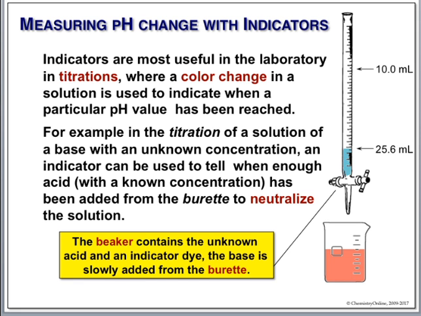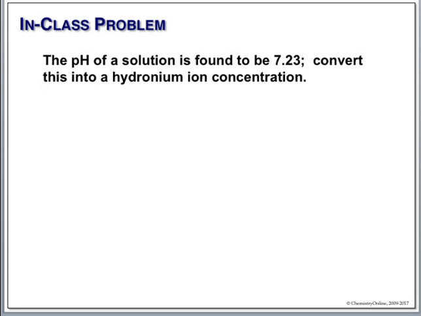So we know the concentration of this base, we know its volume. What do we remember? Concentration times volume is moles. So we know how many moles of base we added. We know what volume we had down here. Therefore, we can calculate our concentration.